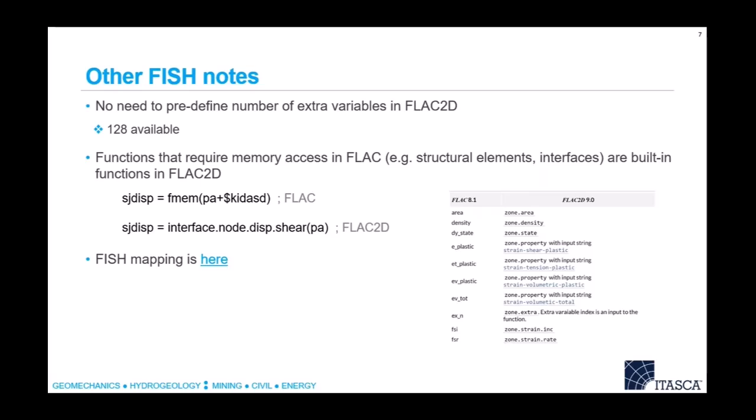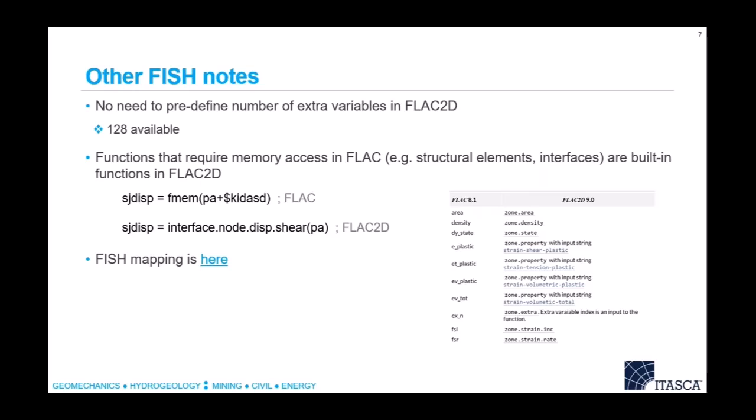There's a document in the documentation that tells you how to map from old FLAC FISH functions to new FLAC FISH functions. This is a very small piece of that documentation. Most of the functions in FLAC2D are the thing that you're operating on with a dot, and then the quantity that you're accessing. So zone dot something, or GP dot something, right? And this was necessary. I don't know if they explained it to you. This was kind of necessary because we now have all the programs together in one. So you've got PFC, which you can couple with FLAC.